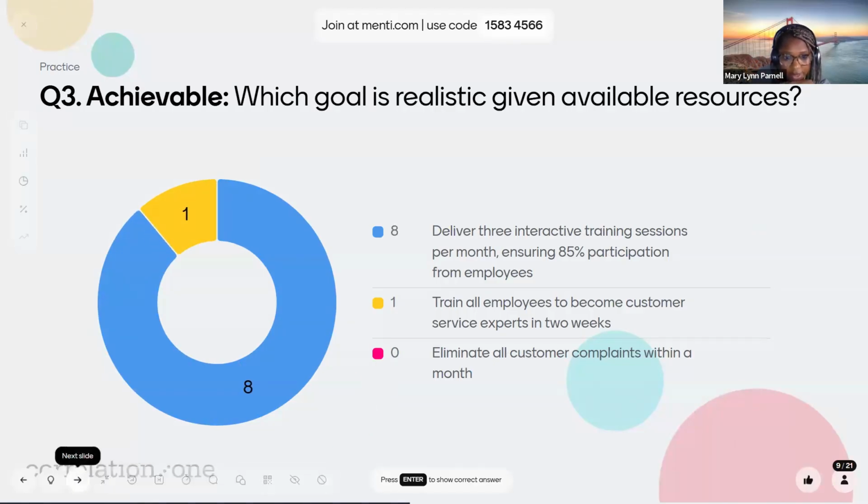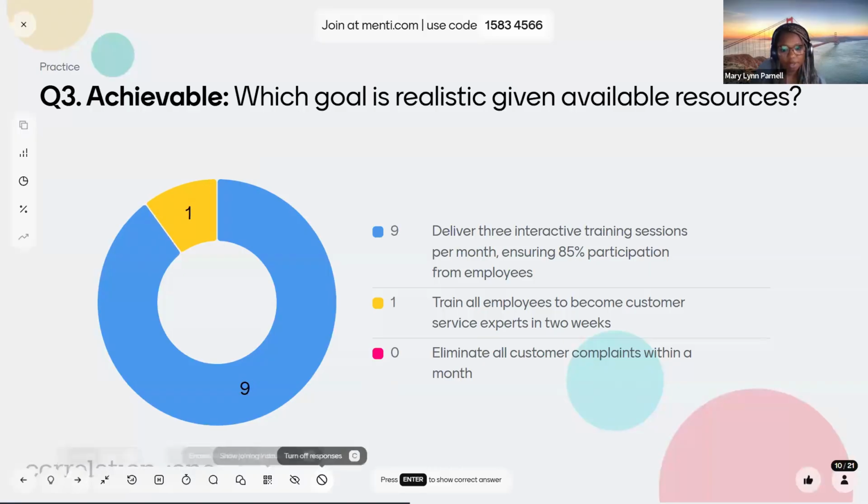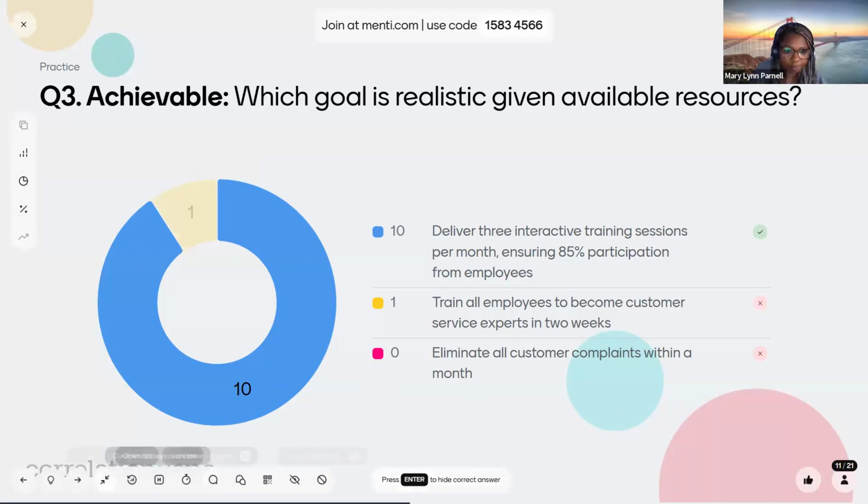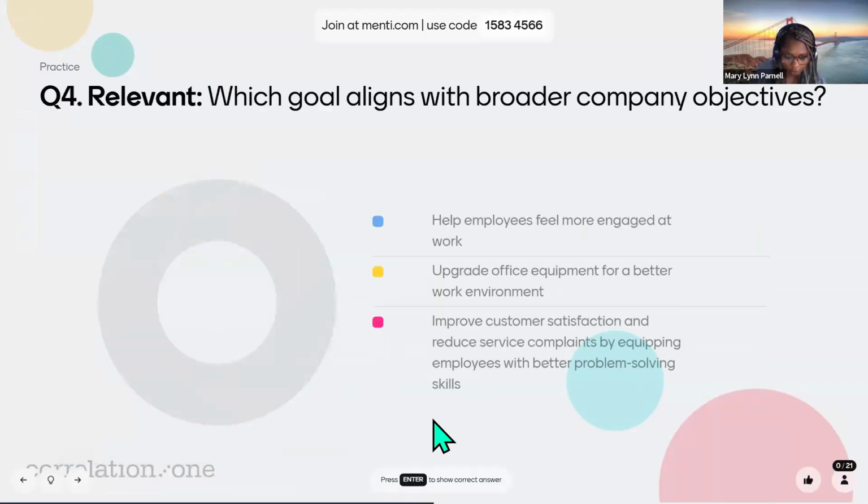Oh, very good. I think this is a landslide. Yes. Let's see. Very good. Yeah. Delivering 3 interactive training sessions per month, ensuring 85% participation from employees. These are clear, achievable, measurable. This is something we can do. Very good. All right. Question number 4.